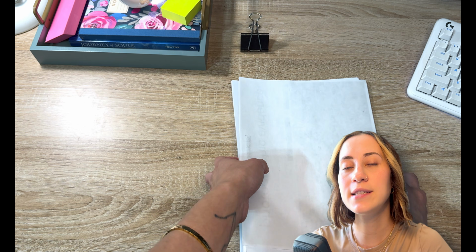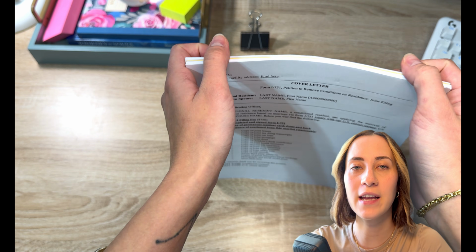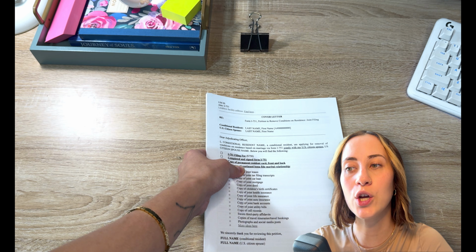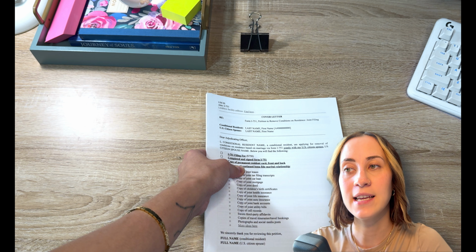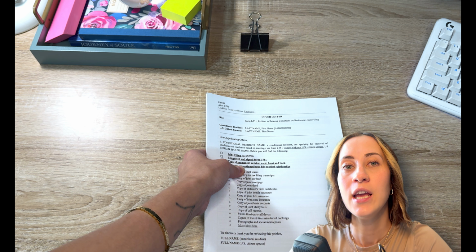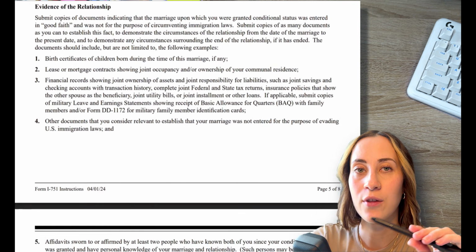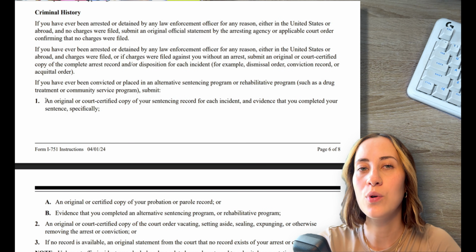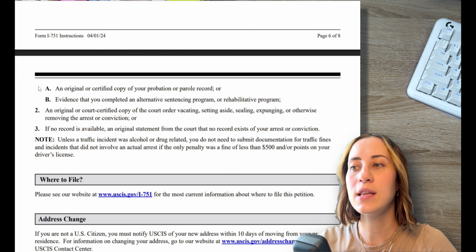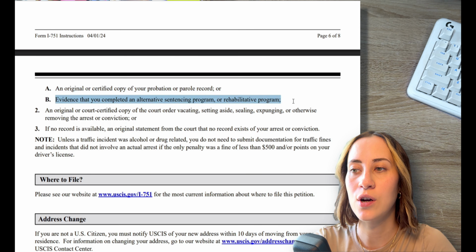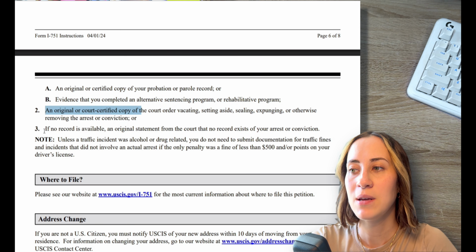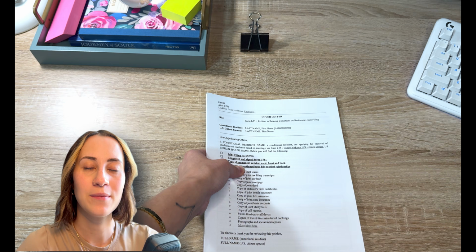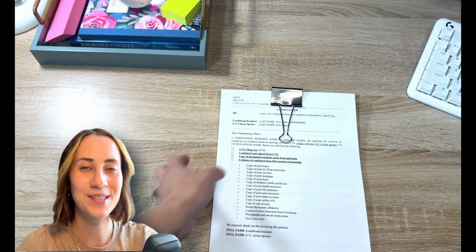So there are some other case-specific evidences that you may want to include if that is the case for you, and for that reason you should definitely check out the form instructions. Specifically, I'm referring to those of you who have criminal history will need to provide evidence of arrests, detainments, citations, etc. So basically that is pretty much it. This is a lot less stressful this time around.